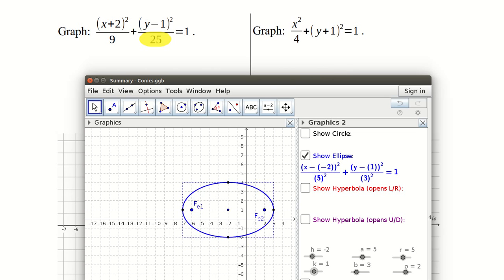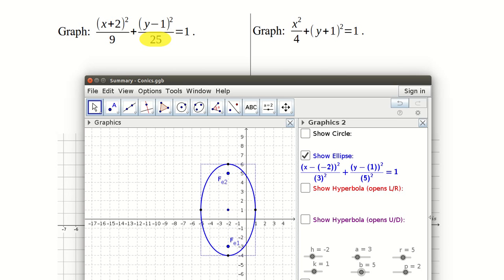And now let's deal with our offsets. So A is the denominator down there. The square root of 9 is 3, so we want A to be 3. And B, the square root of 25, is 5, so we want B to be 5. Now this is showing us a lot of useful things. It's showing us the center, it's showing us the 4 vertices, it's showing us the representative rectangle, and it's also showing us 2 foci, which are denoted F sub E1 and F sub E2, foci.